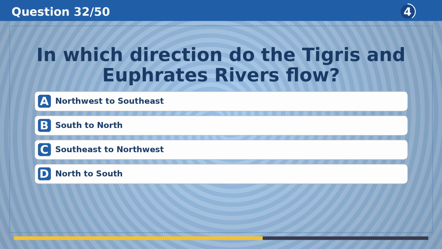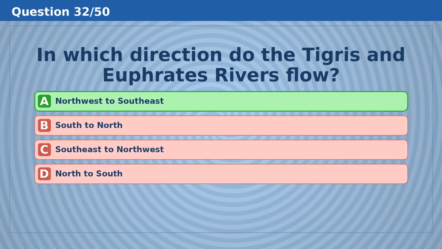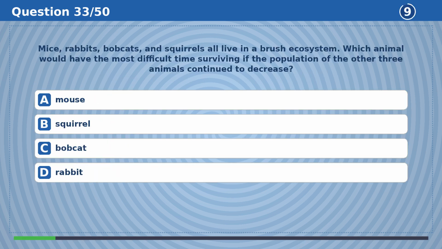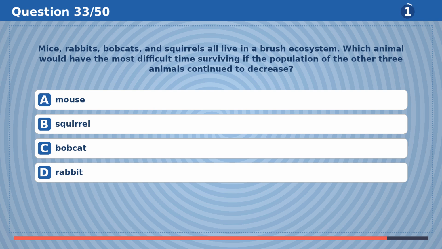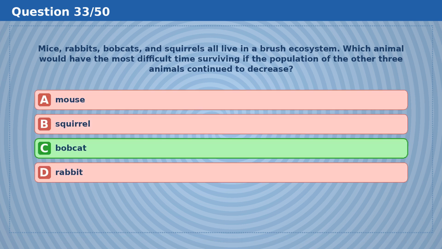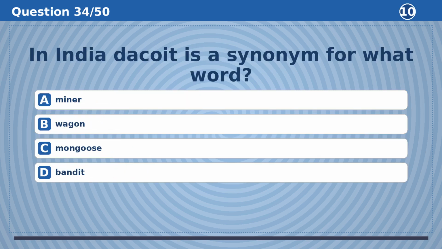In which direction do the Tigris and Euphrates rivers flow? The answer is A. Northwest to southeast. Mice, rabbits, bobcats, and squirrels all live in a brush ecosystem. Which animal would have the most difficult time surviving if the population of the other three animals continued to decrease? The answer is C. Bobcat.